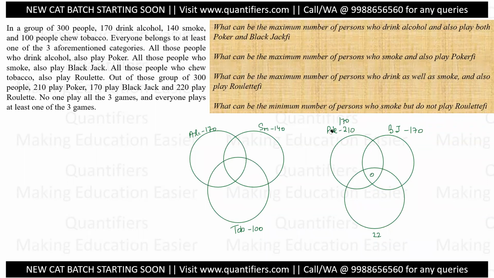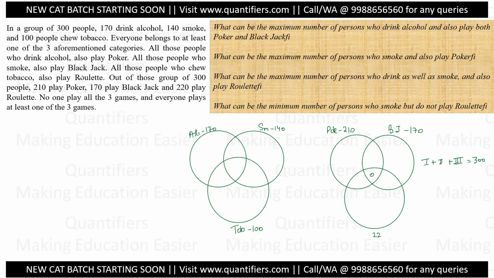See, one thing that you have to be very careful about here: when you see that the middle part is zero, which means the people in all three categories are zero, then we will have a lot of people in the double category. Why? Let us see. The total people are 1 + 2 + 3, that is, people in one category, two categories and three categories. These are the total 300 people.